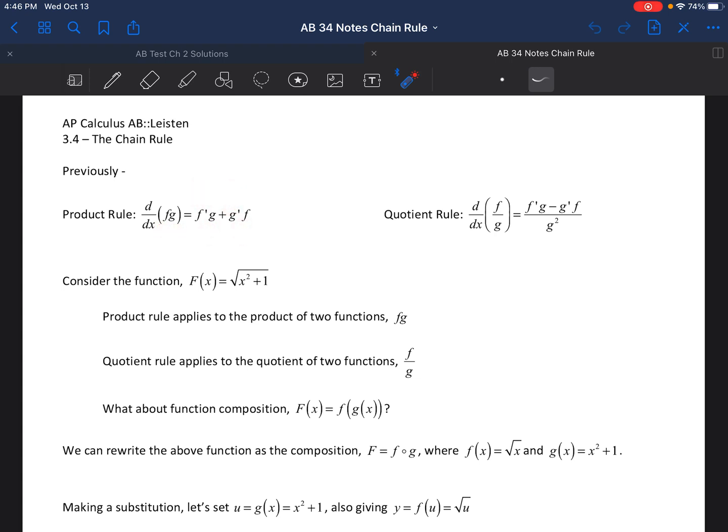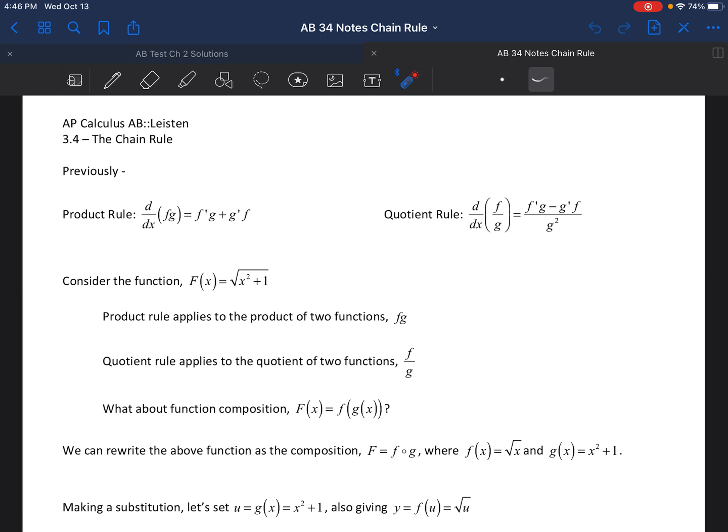We've got the quotient rule, where if we have a function divided by another, it is the derivative of the top times the bottom, subtract the derivative of the bottom times the top, all over the bottom squared. Now we have what's going to be known as the chain rule, or sometimes the outside-inside rule.